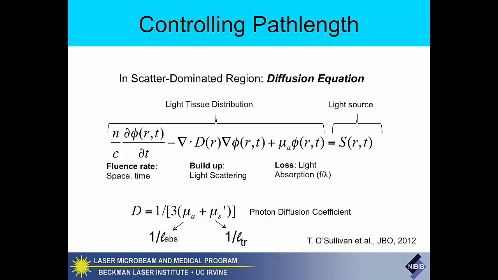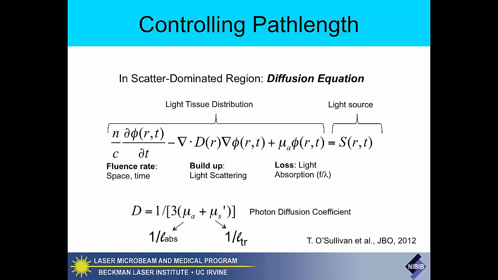And what we typically use, so these are all model-based techniques, and you guys wouldn't be here if you were not interested in model-based techniques. So we use models in order to extract, I mean, it's one thing to measure the phase and the amplitude, but what does it all mean? So how do we assign meaning to it? Well, in the simplest way, in the scatter-dominated region, we use a diffusion equation, which you're familiar with now.